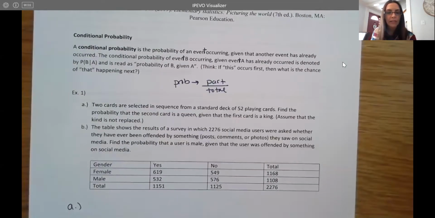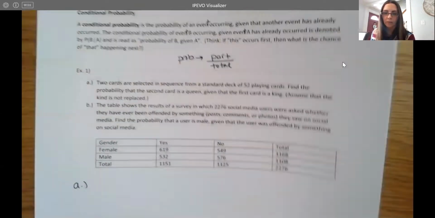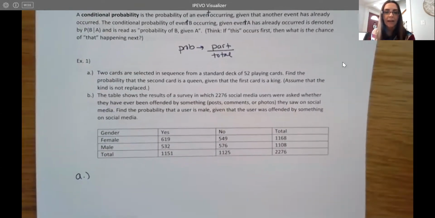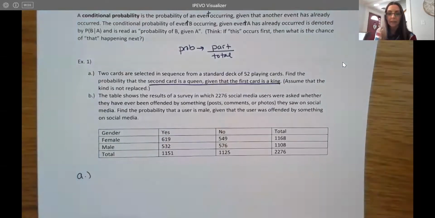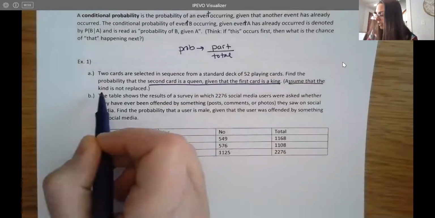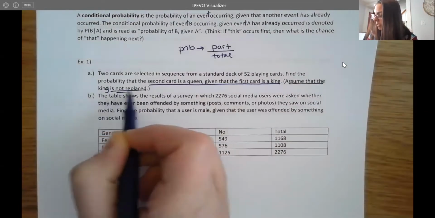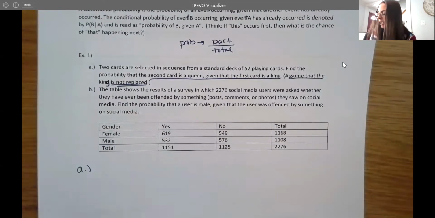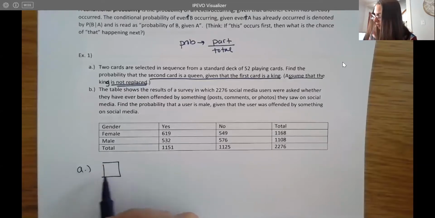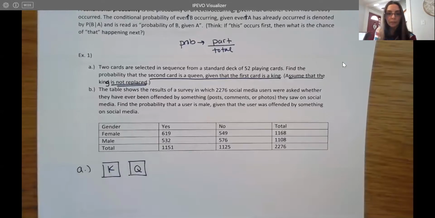Two cards are selected in sequence, meaning in order, one in a row, one before the other, from a standard deck of 52 playing cards. Find the probability that the second card is a queen given the first card is a king. And we're going to assume that the king, sorry to say king, is not replaced. Okay, so think about this. You have a deck of 52 cards, and the first card that I pull is a king. And then the second card is the queen. So we're trying to figure out what is the probability of this.